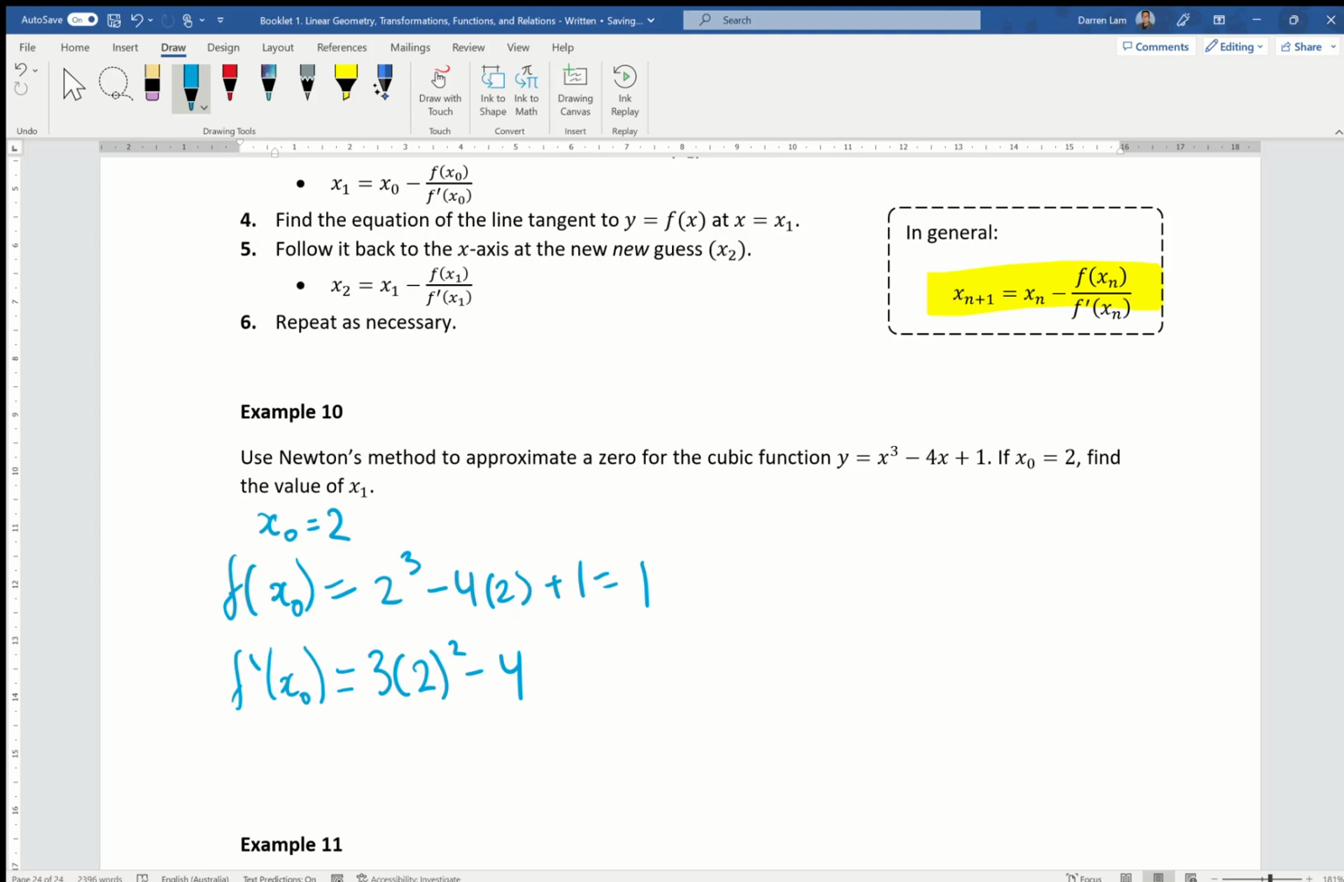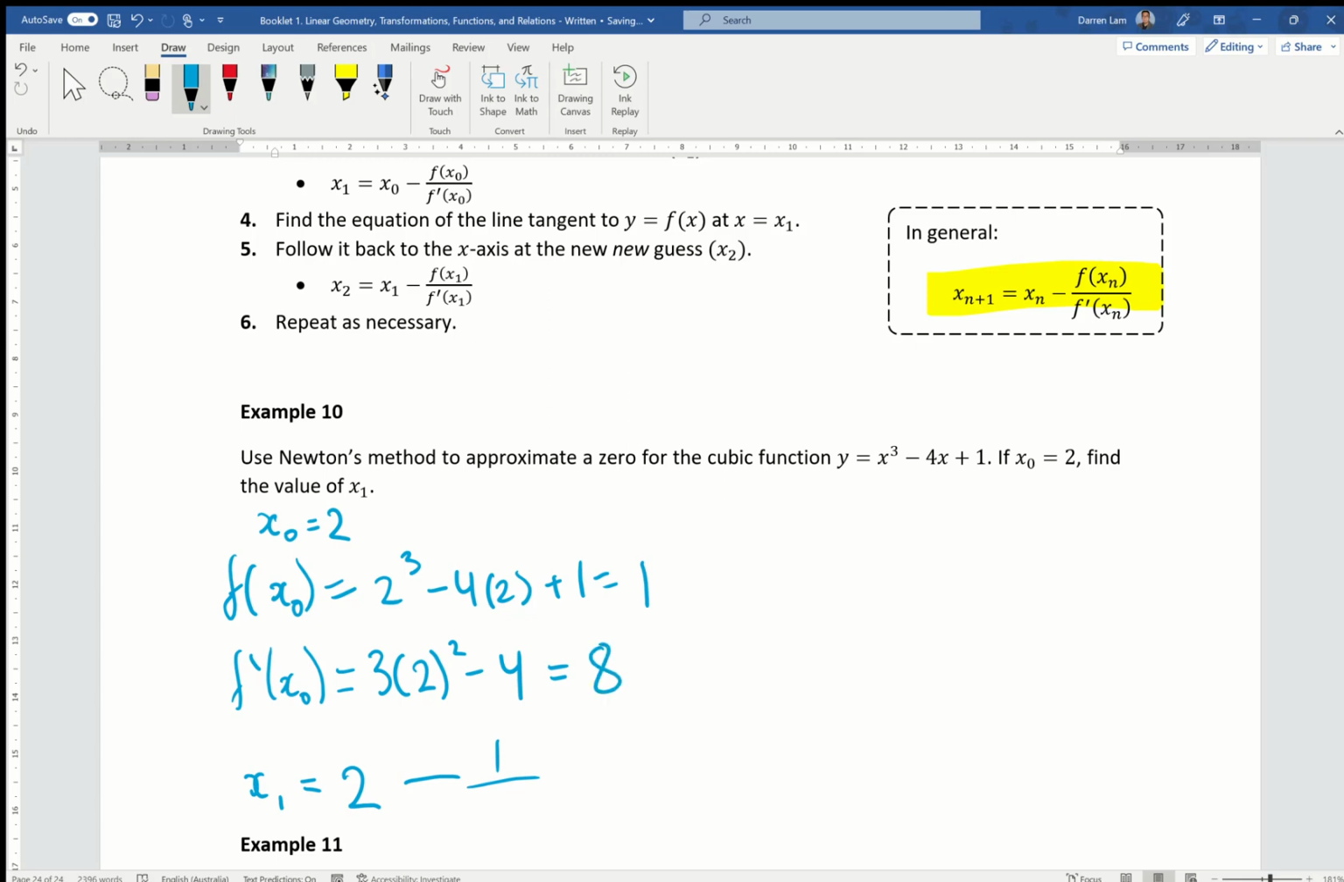Now, using the formula, because it wants us to look for x1, x1 equals xn. In this case, xn would not be x1, it'd be x0. But I'm going to replace that with our number, because we already know x0 is 2, minus f of xn, which we found just here, over f dash of xn. I didn't even solve that, my apologies. That's 8.